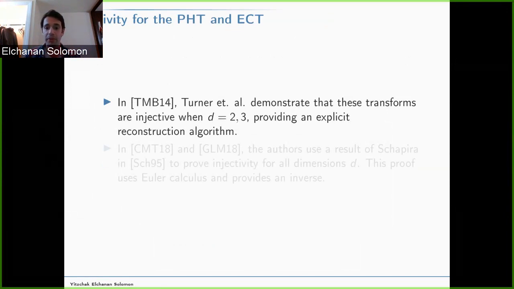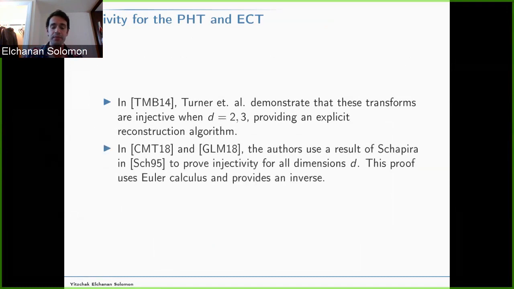So in the original paper, Turner and the other authors demonstrated that in dimensions 2 and 3, that's the dimension of the embedding of the shape, these transforms are actually injective, both the PHT and the ECT, and they have an explicit reconstruction algorithm.